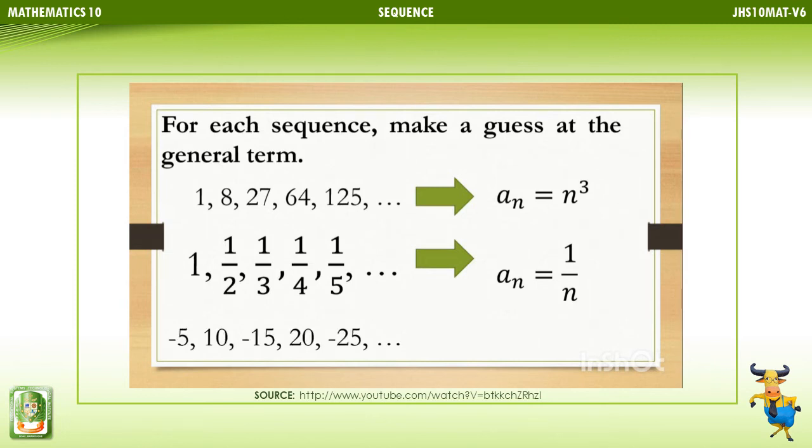Next, I have negative 5, 10, negative 15, 20, and negative 25. So what is the general term? So kung mapapansin natin, itong mga numbers na to ay multiples of 5. Now, take note. Kung mapapansin natin, ang signs niya nag-alternate. So ano nga yung sinabi ko kanina na gagamitin kapag ang signs natin ay nag-alternate? We will use the quantity of negative 1 raised to n. Now, since multiple siya ng 5, ita-times lang natin siya sa 5n.